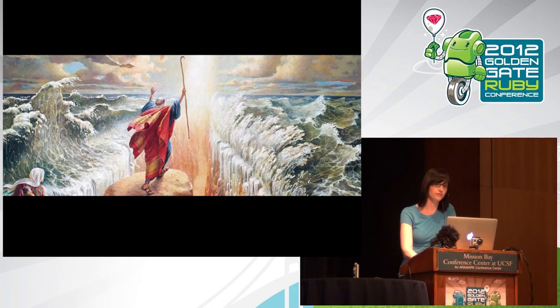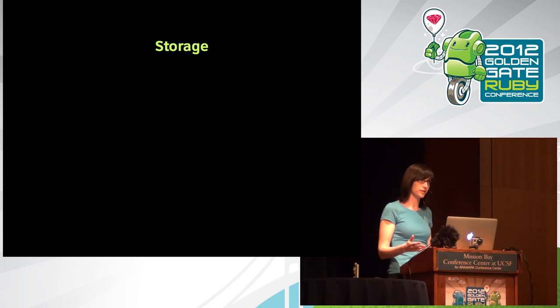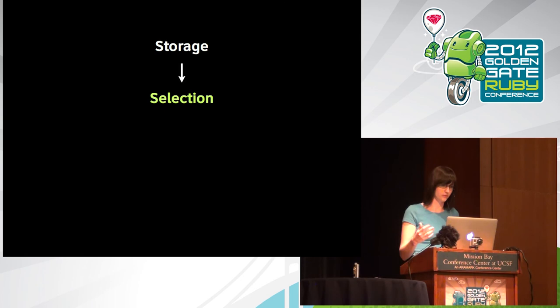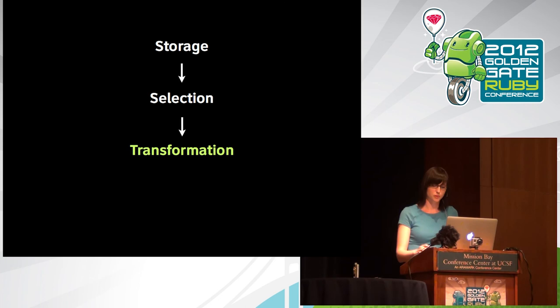So how is content transferred to a user? Well, first you have to store it somewhere, unless your app is just a random garbage generator. And then you have to select it. Somehow you have to decide which stuff that you have stored that you need to pull for a request, right? Then you need to transform it sometimes, just, you know, like change the data, prepare it. And then finally, you need to actually present it, bundle it all up, and send it to the browser.